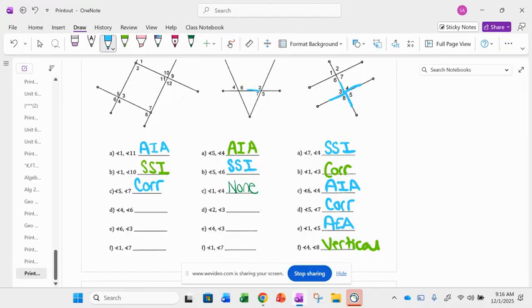All right, so we have angle 2 and angle 3. What kinds of angles are 2 and 3? Vertical, it is. Good. And then we have 4 and 3. So I'm going to trace angle 4. I'm going to trace angle 3. Oh, again, very sneaky. It's not making a letter, but it is making a kind of angle. AEA, you got it.